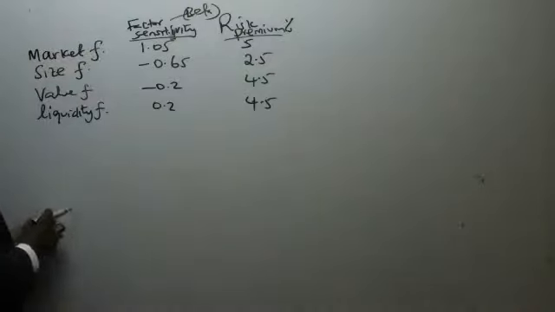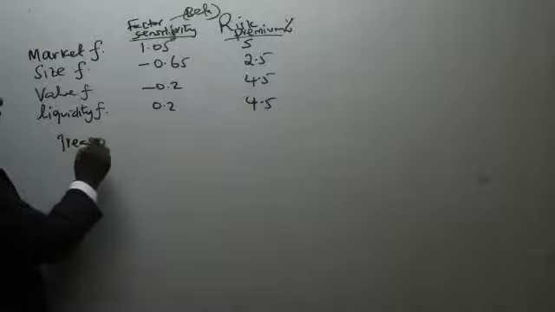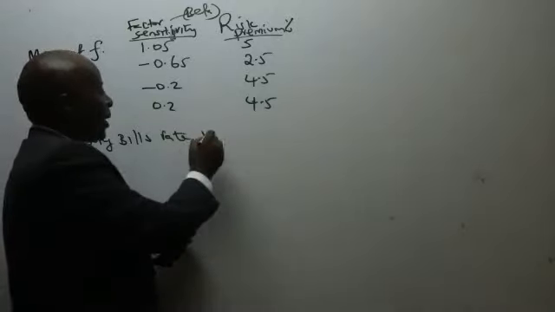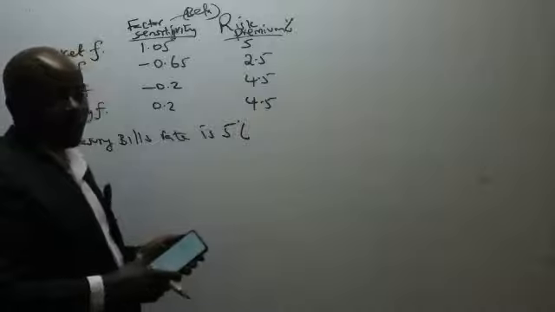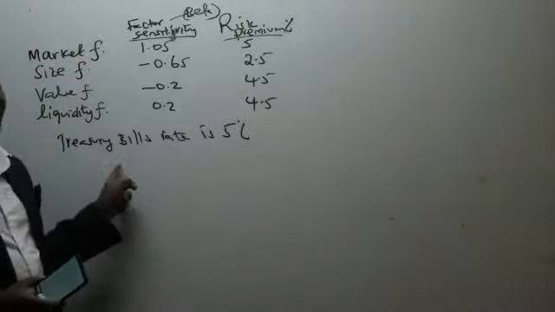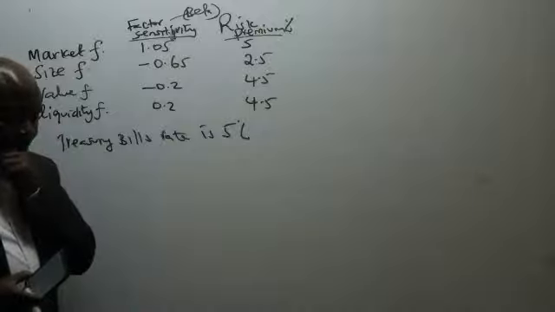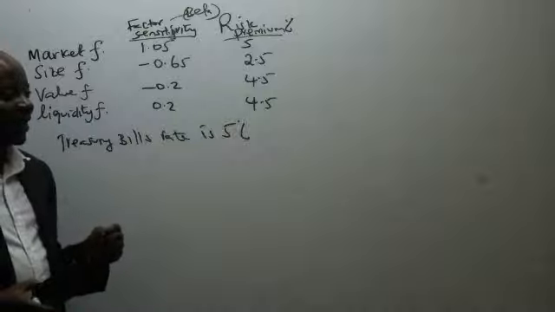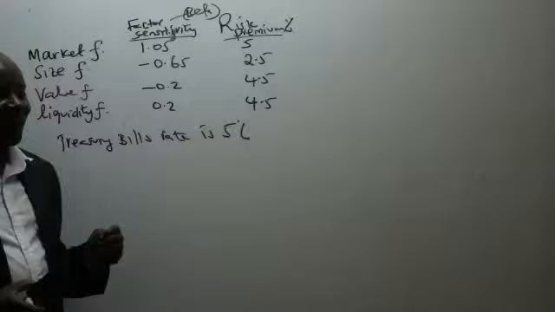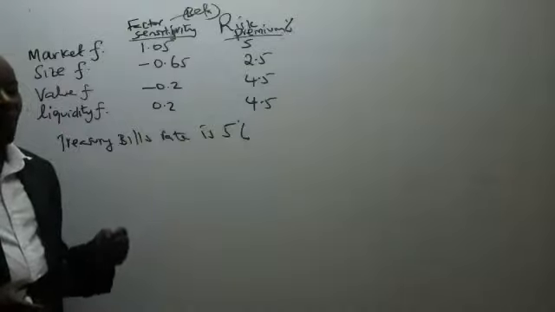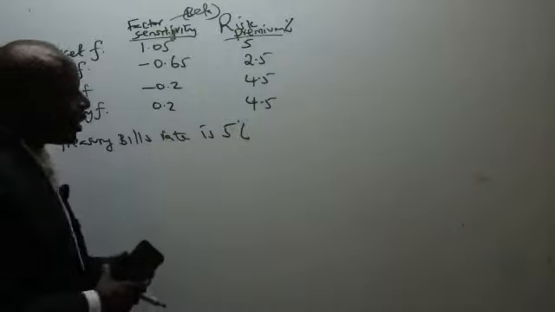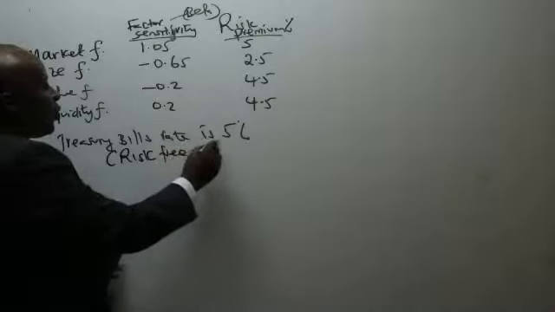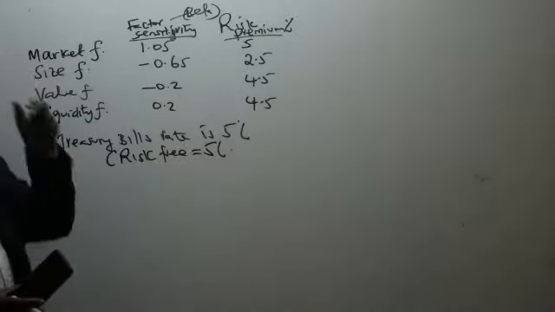The treasury bills rate is 5%. So when you hear them using these words, treasury bills rate, what comes to your mind? What do you know about treasury bills? Yes, they are risk-free. Thank you very much. So in short, the risk-free rate is supposed to be equal to 5%. Thank you very much.